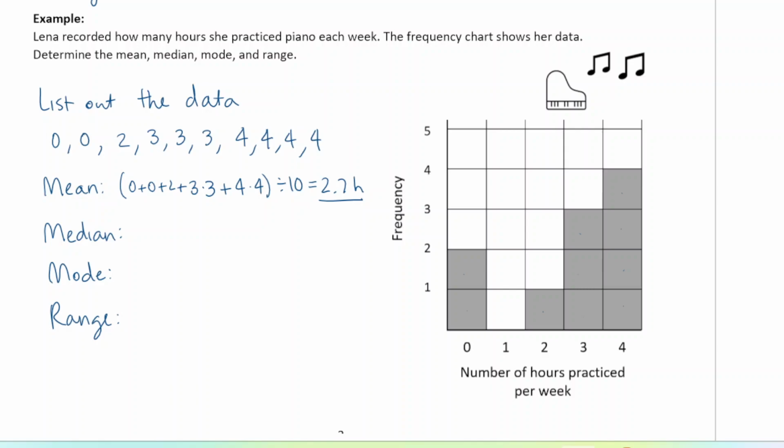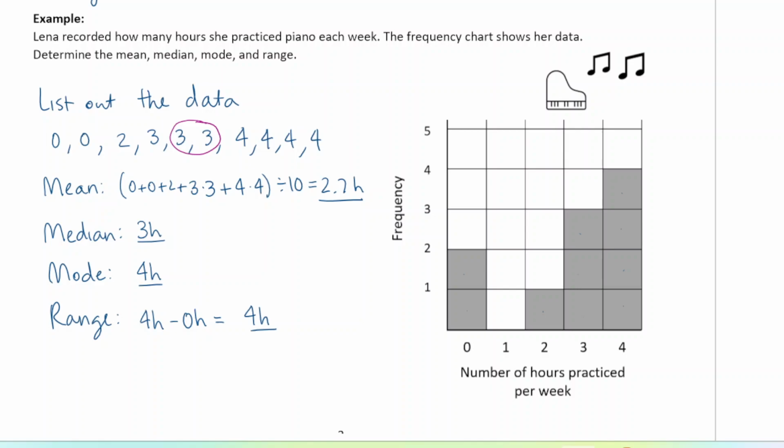Okay, median is the middle of the data, so it's going to be these two values right in the middle, and they happen to be the same number. So the median is 3 hours of practice. And the mode is the one that occurs most often, that's 4 hours. And the range is the largest number minus the smallest number, which is 4 hours.